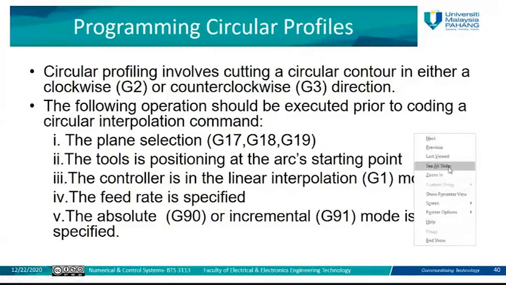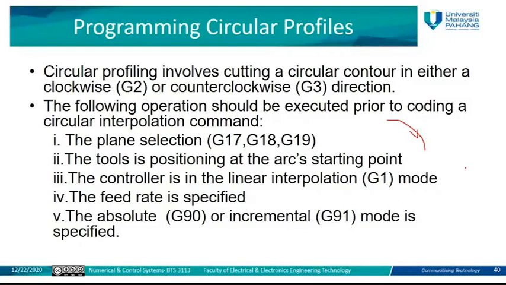So if you want to make a round in this direction, for example, you are going to use G2. If you want it in the other direction, then consider the movement from the start point to the end point of the arc. From the start point to the end point, is it clockwise or counterclockwise? This way we decide to use G2 or G3.